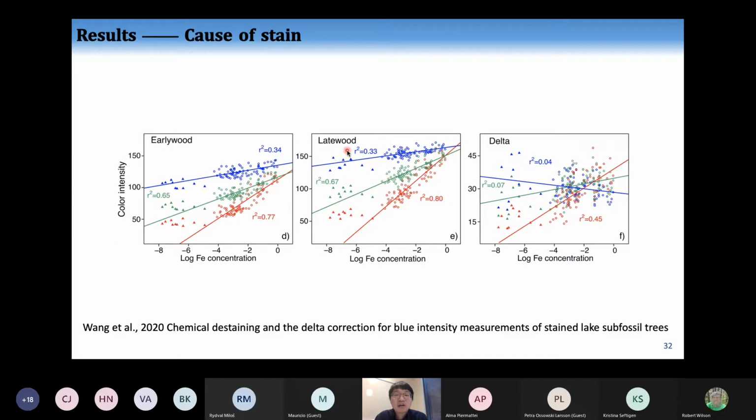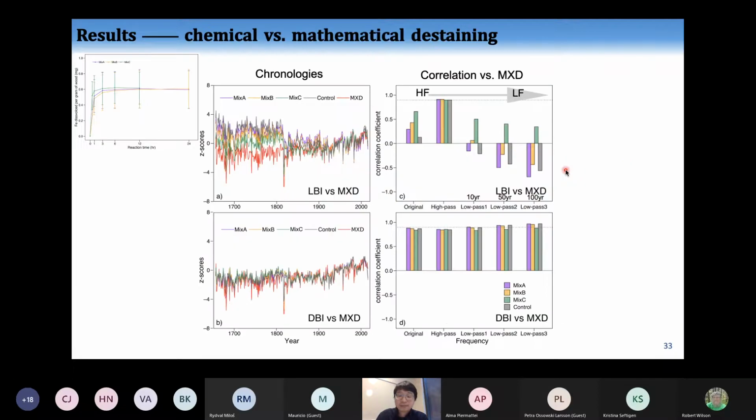But here I would like to focus on dendroclimatology. If you are interested in the causes of the staining issue, you can refer to my article for more details. And now look at the third figure on the right, which shows the regression results for the delta color intensities. And it's surprising to see that the delta blue intensity is almost not affected by iron concentration, due to insignificant regression statistics.